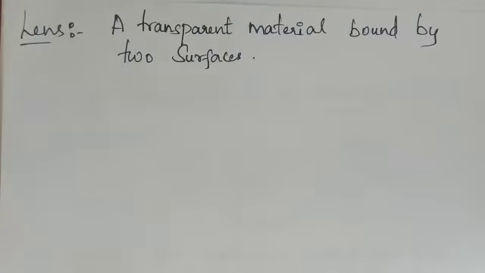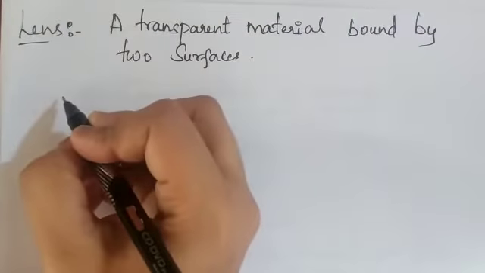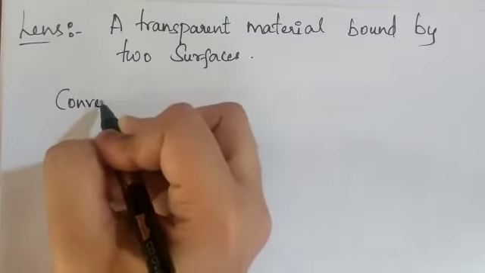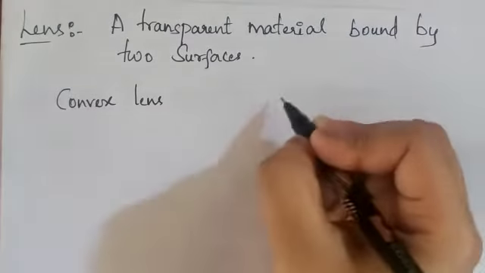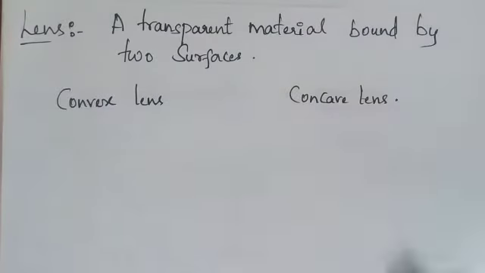A lens is a transparent material which is bounded by two surfaces. That means a lens will have two surfaces, in which one of the surfaces may be spherical and the other surface may be plane. There are two types which we are going to study in our 10th standard. One is the convex lens and the other is the concave lens.